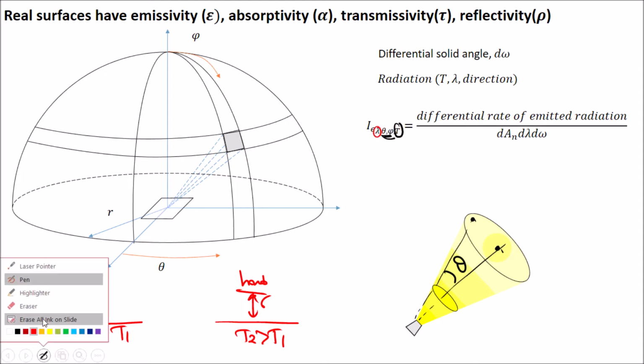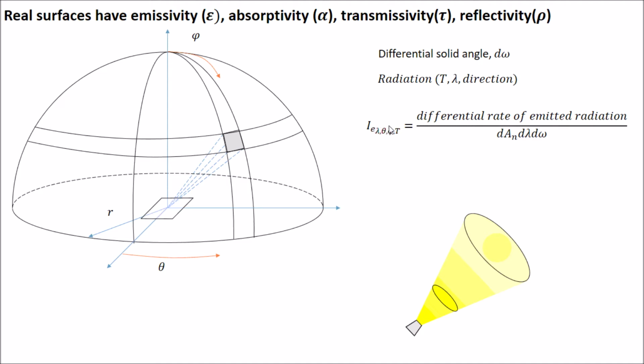Now it is time to introduce the definition of the intensity. The intensity is the differential rate of emitted radiation, dQE, per area dAn. This part is very important. We will talk about per wavelength and per solid angle. We'll talk about this one too. Now, firstly, the differential solid angle. What is a differential solid angle?